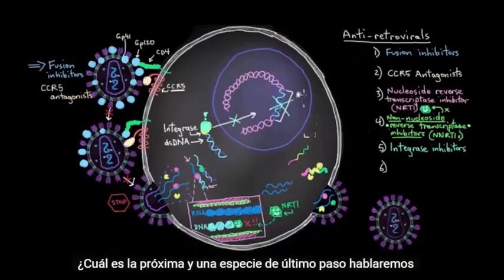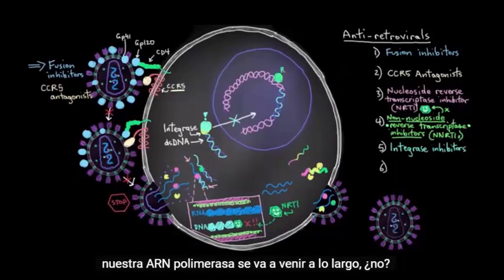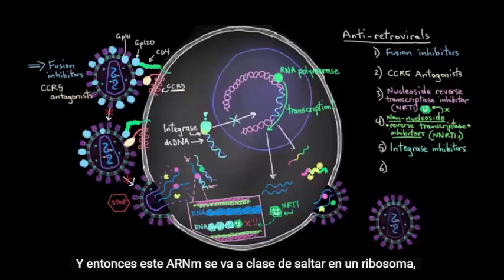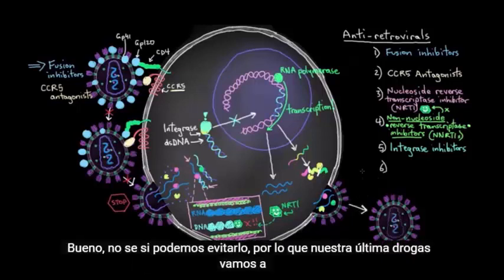Now, let's say you're not taking an integrase inhibitor. What's the next and last step we'll talk about where you can interfere with HIV? Well, remember that after integration, our RNA polymerase is going to come along and transcribe this bit of DNA, including the viral DNA, unfortunately, and turn it into viral RNA and viral mRNA. Then this mRNA is going to hop into a ribosome and get translated into a viral polyprotein. And that'll get cleaved up by viral protease so that a really infectious working viral particle gets produced. Well, not if we can help it.